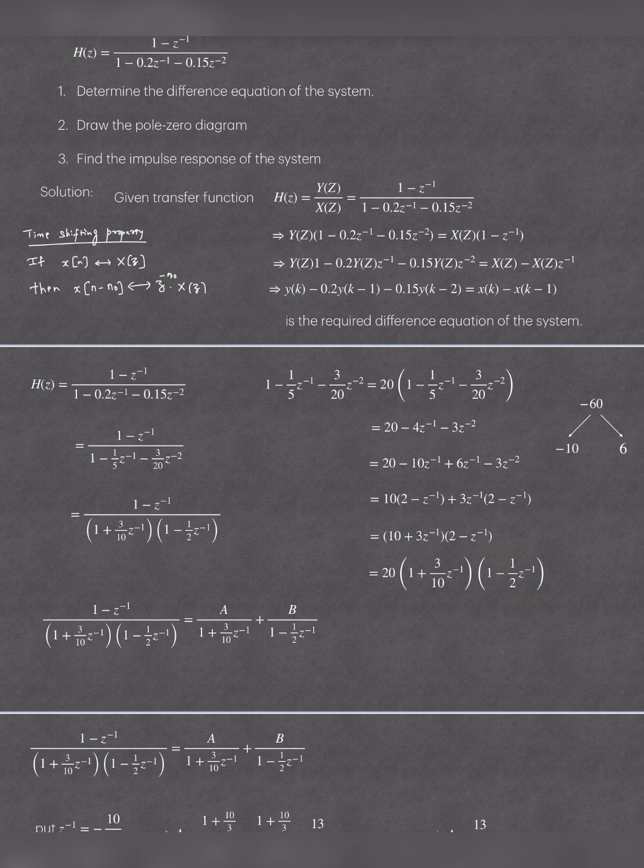So what happened here? 10 into 2 becomes 20. So we see 20 into this term equals 20 into this term, so we can cancel this 20 and 20. Instead of this we will write 1 plus 3 by 10 z inverse times 1 minus 1 by 2 z inverse. I wrote it here. Okay, you can see these two steps.